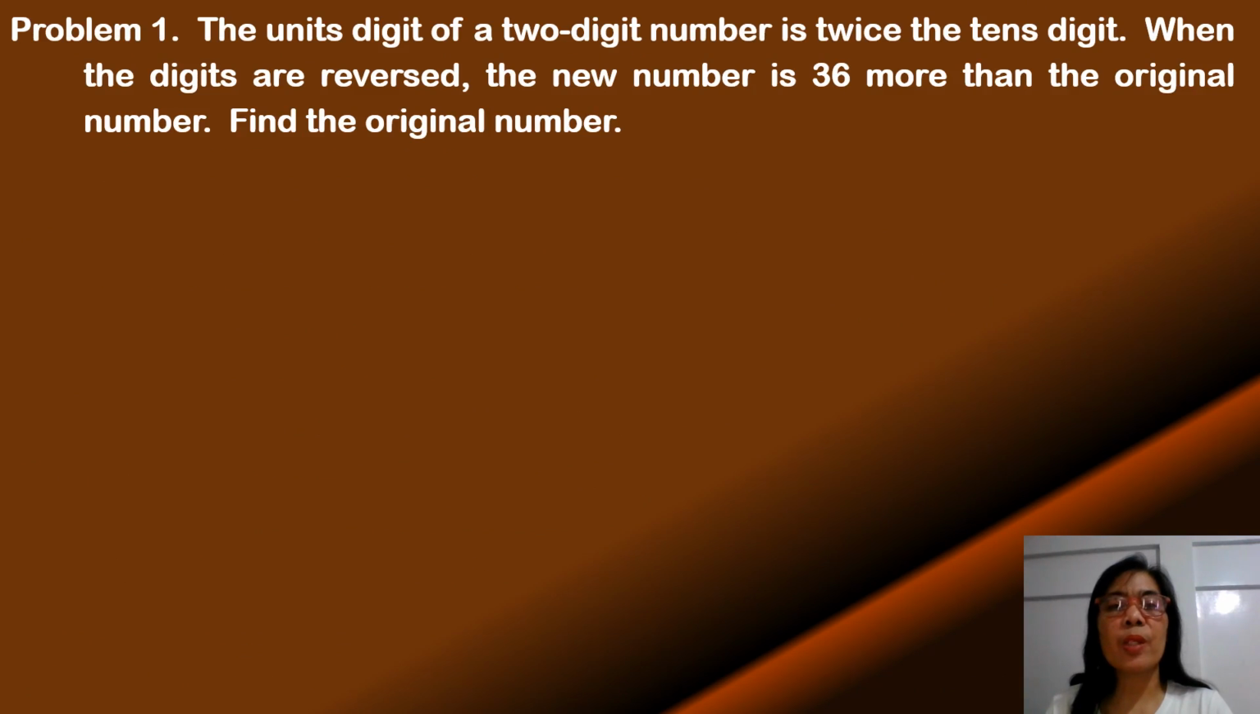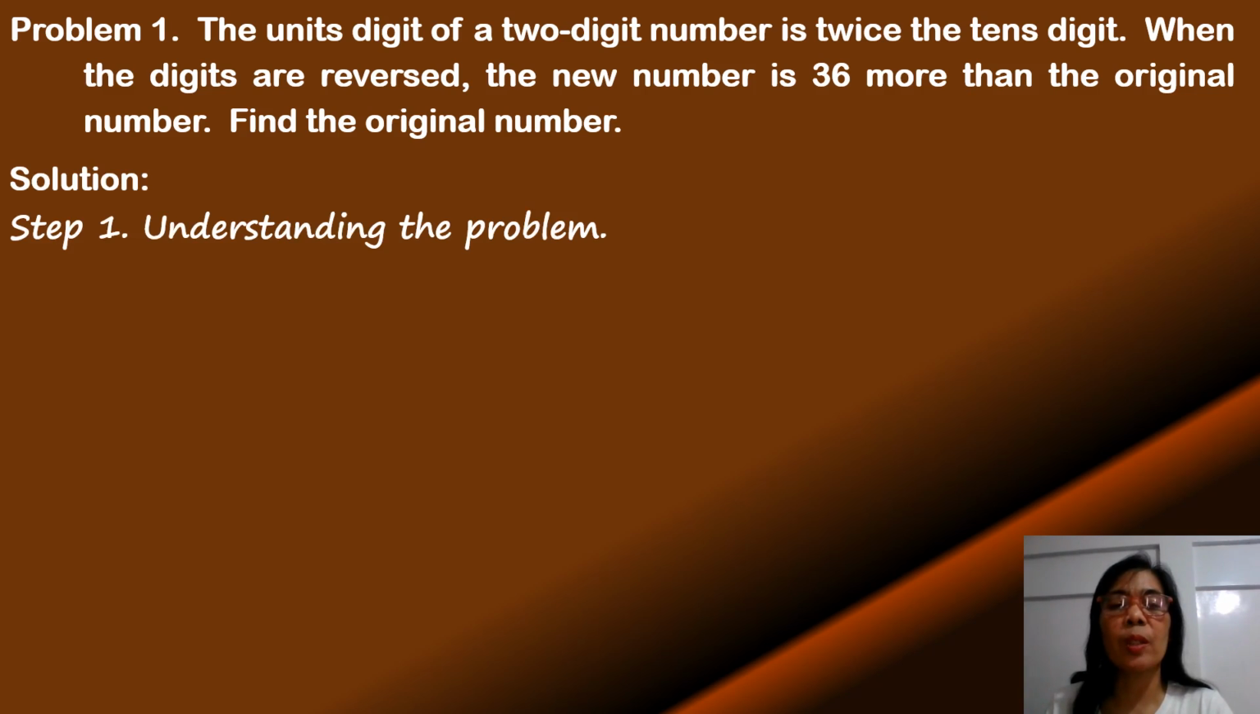Let us solve this problem. The units digit of a two-digit number is twice the tens digit. When the digits are reversed, the new number is 36 more than the original number. Find the original number. So using Polya's four-step approach of problem solving, we start with understanding the problem.